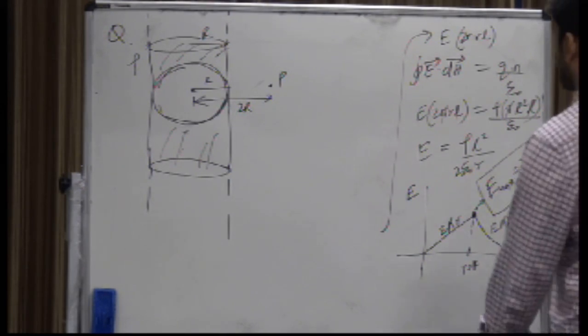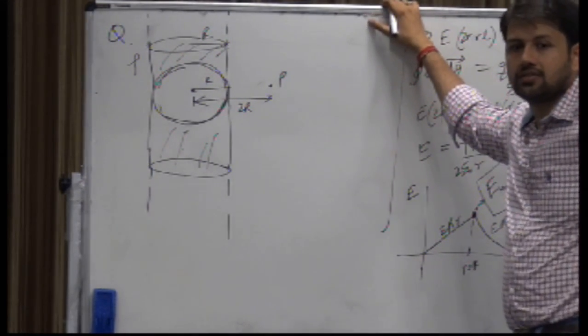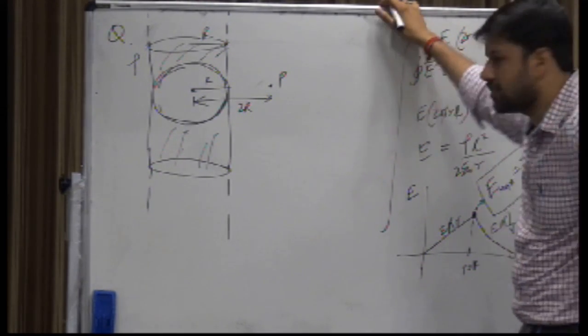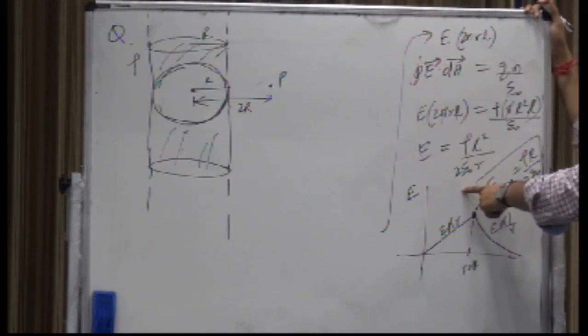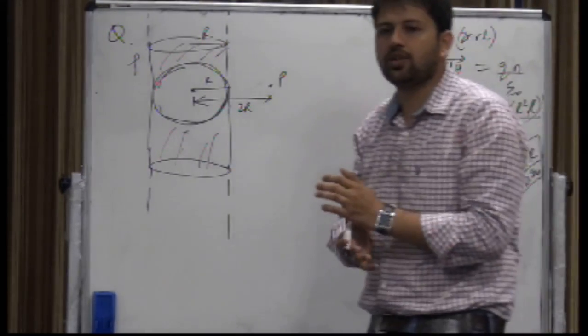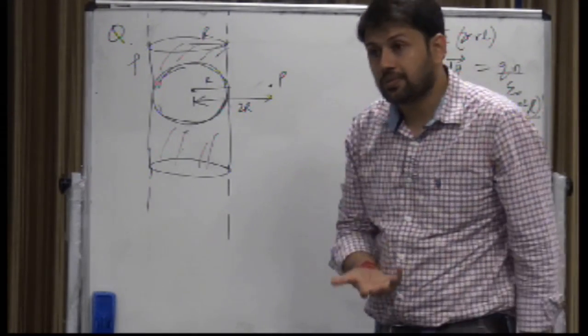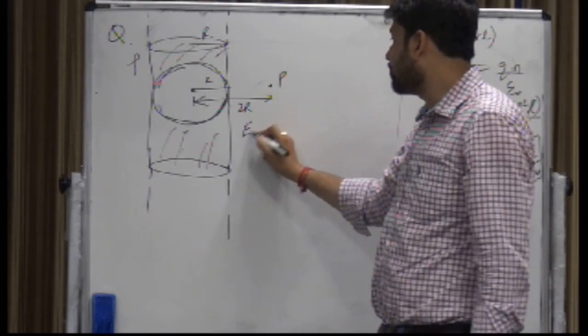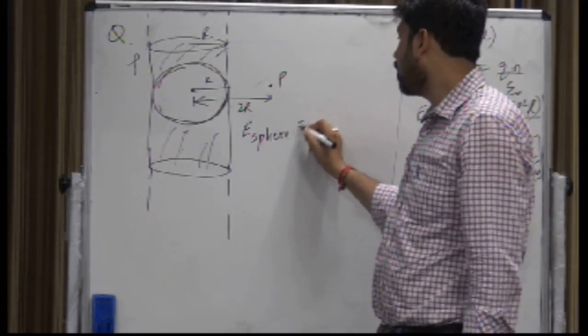Do you remember what I told you yesterday? Subtracting. Calculate the field for the cylinder. This is an outside point, we can calculate the field for the cylinder and subtract the field due to a sphere. But there is a problem. Please listen to the problem. The problem is, E due to the sphere is how much?